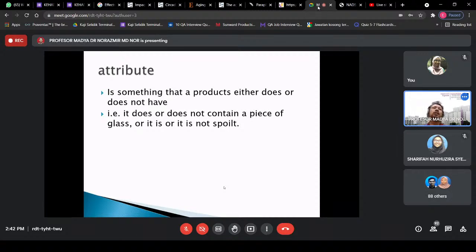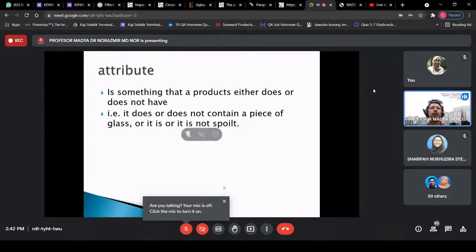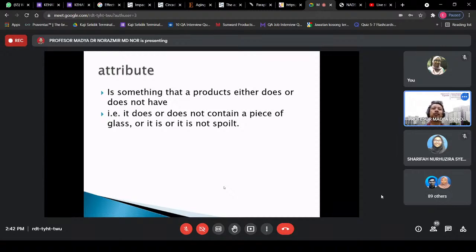So attributes. An attribute is something that a product either does or does not have. Such as the product does or does not contain a piece of glass, or it is not spoiled. That means an attribute is anything that can contribute to the content or properties of the product. That's an attribute.